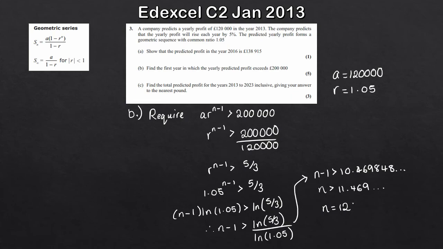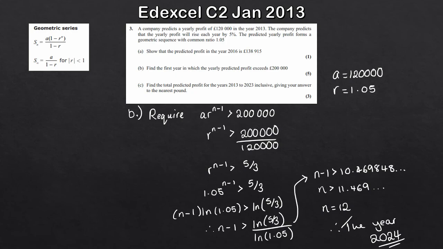So if we start here on 2013, we're looking for the 12th year, including the year 2013, the 12th year then would be the year 2024. Okay, so that's the first year in which the yearly predicted profit exceeds 200,000.